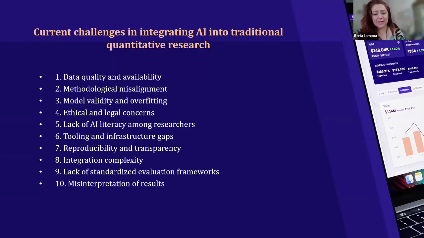And of course, the tooling and infrastructure gaps: reproducibility, transparency, integration complexity. Combining statistical rigor from quantitative research with algorithmic efficiency from AI is not straightforward, because this requires multidisciplinary teams, statisticians, computer scientists, which adds to coordination complexity. And the lack of standardized evaluation frameworks, very important. There are inconsistent evaluation practices that make it hard to compare AI-enhanced studies with traditional ones.